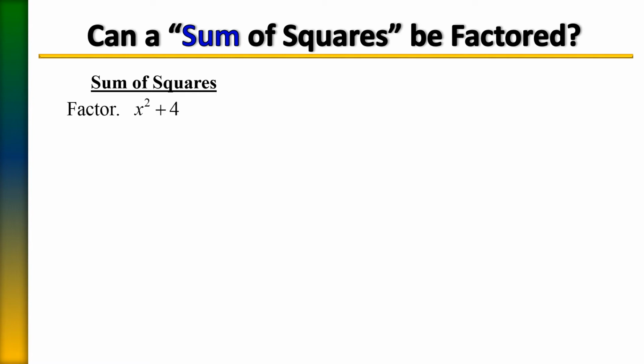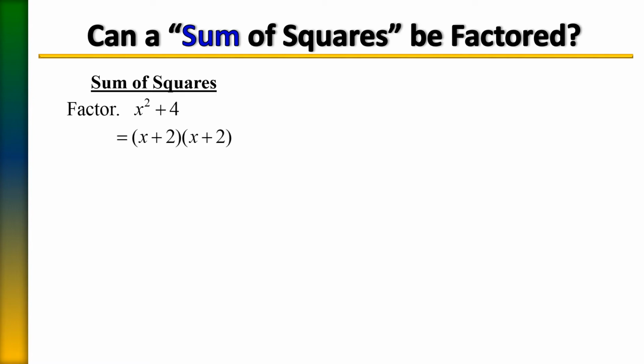What is a sum of squares? When you have two perfect square root terms that have a plus sign between them. For example, the square root of the first term is x. The square root of the last term is 2. Let's say we said that it factors into x plus 2 times x plus 2.